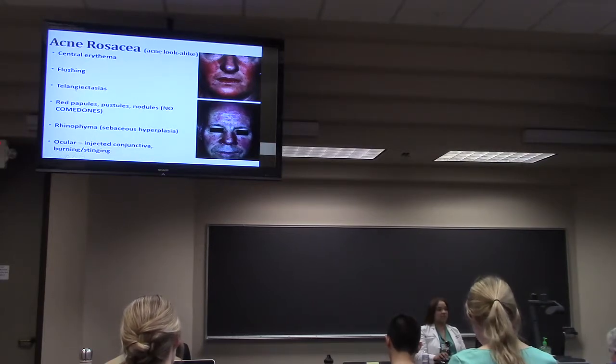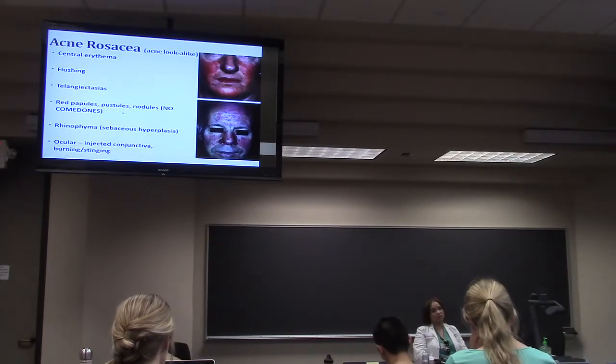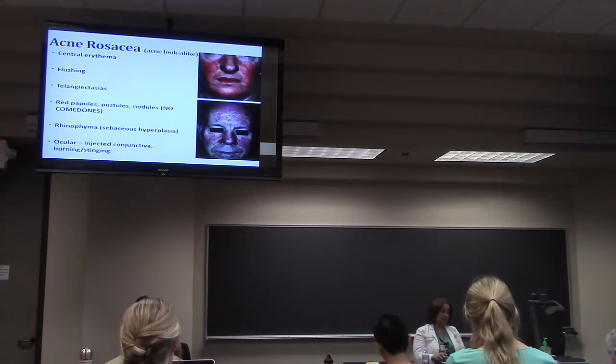So flushing, blushing, telangiectasias, you can get red papules, pustules, nodules, but no comedones. So rosacea classically has no blackheads and whiteheads. It is not part of the disease, okay?